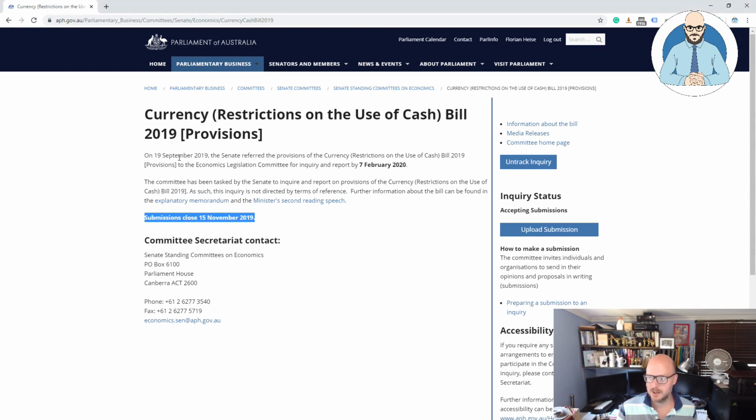And here it is. On September 19th, 2019, the Senate referred the provisions of the currency restrictions on the use of cash bill 2019 provisions to the Economic Legislation Committee for inquiry and report by the 7th of February 2020. The committee has been tasked by the Senate to inquire and report on provisions of the currency restrictions on the use of cash bill 2019. As such, this inquiry is not directed by terms of reference. Furthermore, information about the cash bill can be found in the explanatory memorandum and the minister's second reading speech.